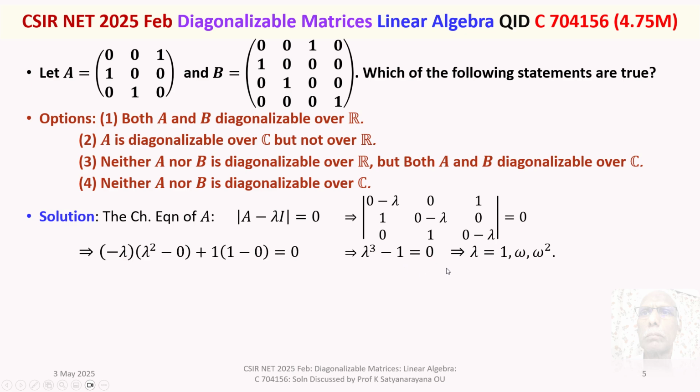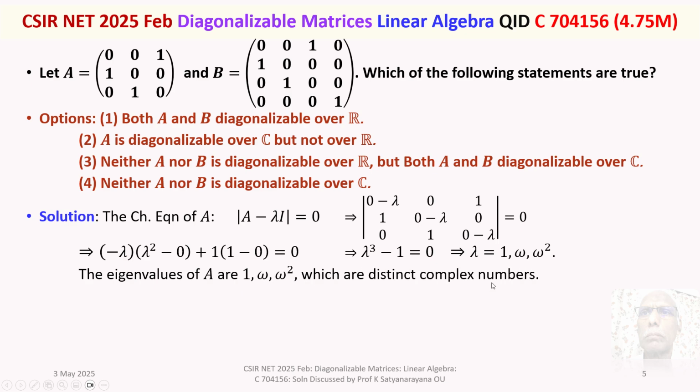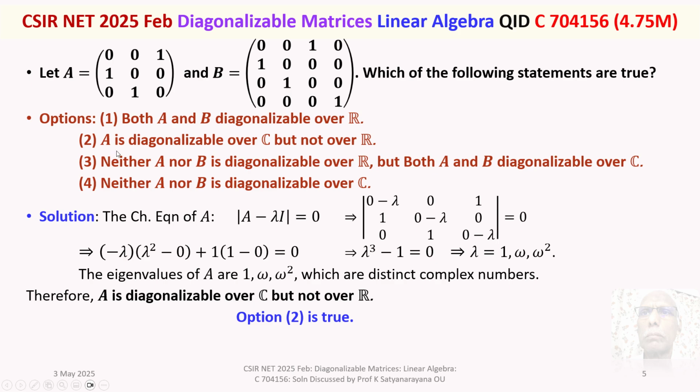The three cube roots of unity are lambda equal to 1, omega, omega square. Note down, omega and omega square are complex cube roots of unity. So, what are the eigenvalues? They are not all real. The eigenvalues of A are 1, omega, omega square, which are distinct complex numbers. Therefore, A is diagonalizable over C because they are coming from the complex plane and they are distinct. It is diagonalizable over C, but not over R. So we got one of the options true. Option 2, A is diagonalizable over C, but not over R. That is, option 2 is true.